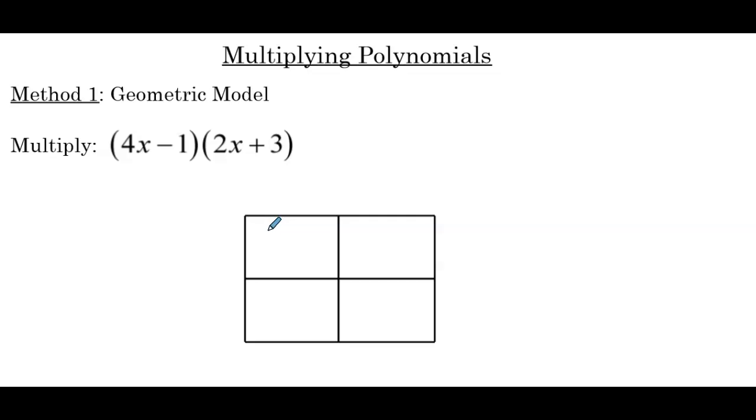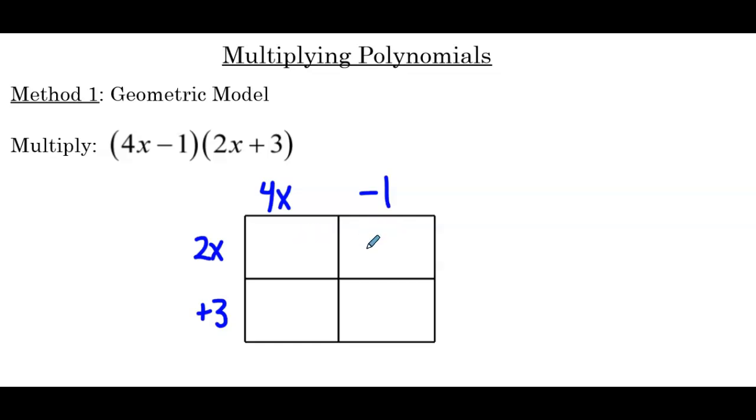So I created a 2 by 2 box, right? If I had a trinomial and a binomial, I'd have a 3 by 2. We're going to take each term of the binomial and put it on one part of the box. So we have 4x minus 1. Notice I keep the sign with the term, so minus 1 becomes negative 1 on that column. And then we have 2x plus 3.